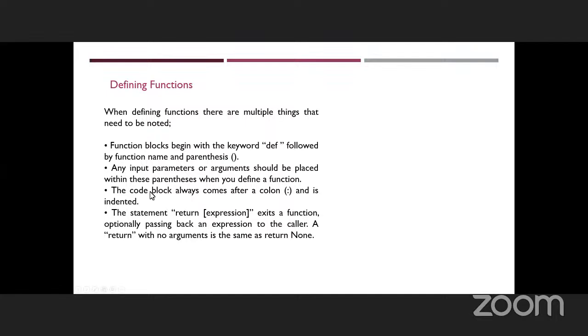And the third rule is that the code block always comes after a colon. After defining a function with the def keyword, the function name and parentheses, we should put a colon. This means that we are going to define a block for that function. So this colon is used for assigning a block of code. And the return statement is used in functions if we need it.